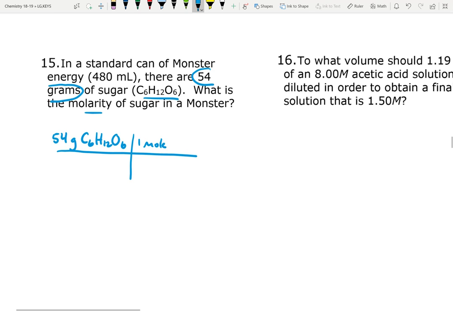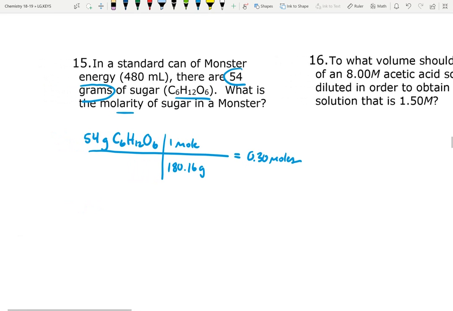So I'm going to convert this to moles. 1 mole of sugar. Go to the periodic table and add all those up. 180.16 grams of C6H12O6. And if I divide that out, I'm going to get about 0.30 moles of our sugar. Now that's a lot of sugar already. But what's the volume of our solution? Because remember, molarity is moles per some number of liters. And so moles, in this case, we've just found it, 0.30 moles. And our final volume is up here as 480 milliliters.